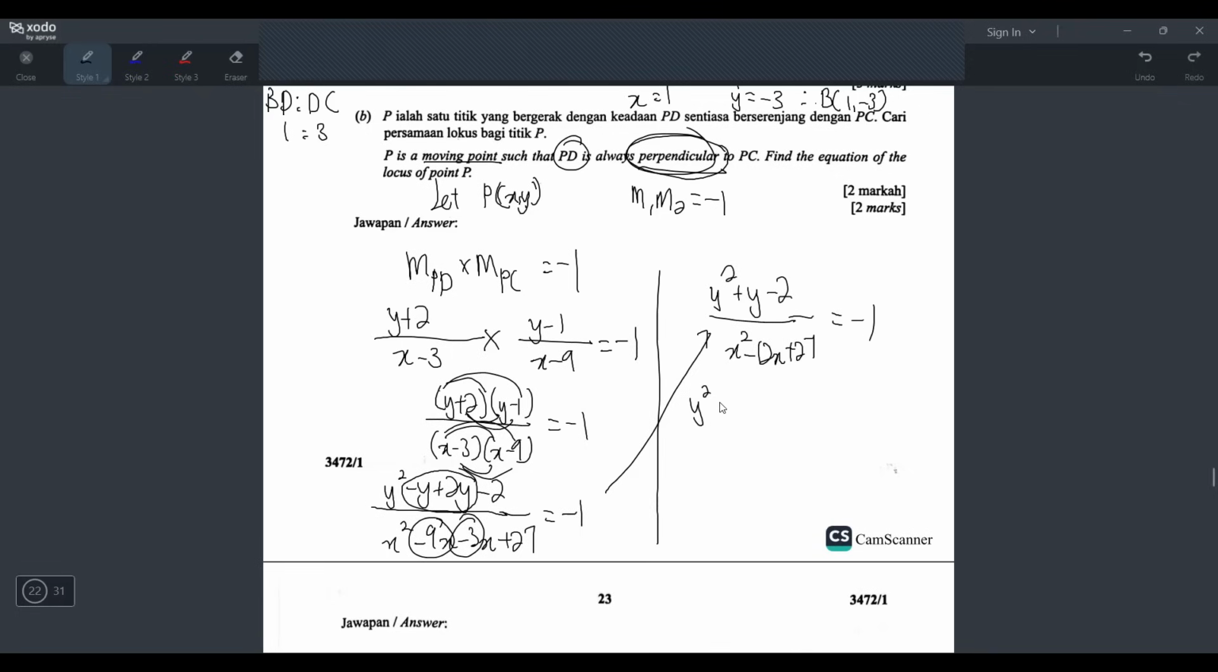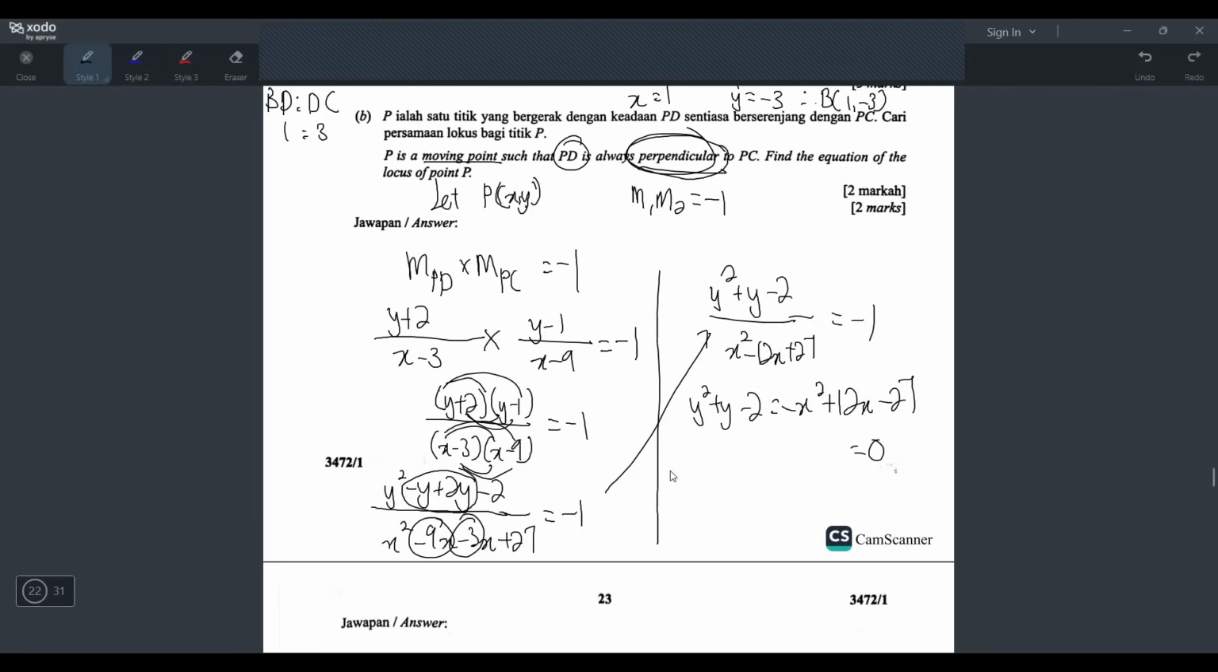So now it becomes y square plus y minus 2. This whole thing you can naik atas pindah jadi darab. So when you darab -1, it means you tukar tanda. So x square jadi -x square, minus 12x jadi plus 12x, tukar tanda, plus 27 jadi minus 27. And then now the only thing left to do is just susun jadi general form. So pindah everything to one side equals 0 lah.